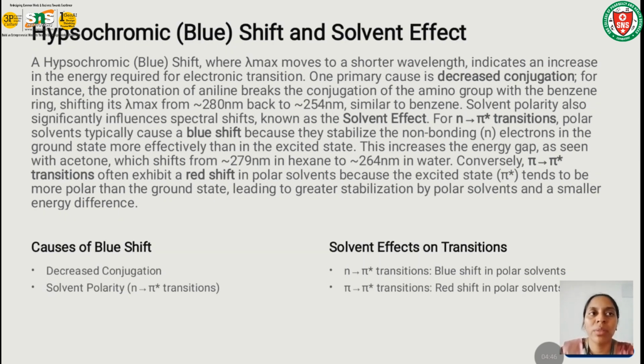Then hypsochromic shift and solvent effect. A hypsochromic shift, where lambda max moves towards a shorter wavelength, indicates the increase in the energy required for electronic transition. One primary cause is decreased conjugation. For instance, the protonation of aniline breaks the conjugation of the amino group with the benzene ring, shifting the lambda max from 280 to 250 nanometer.